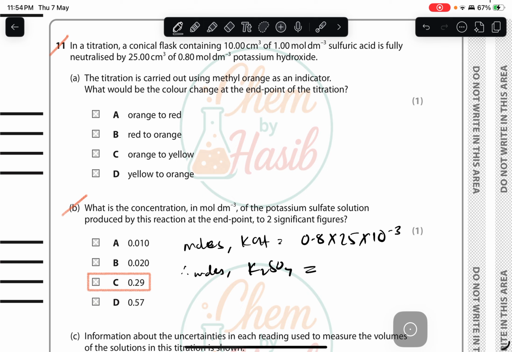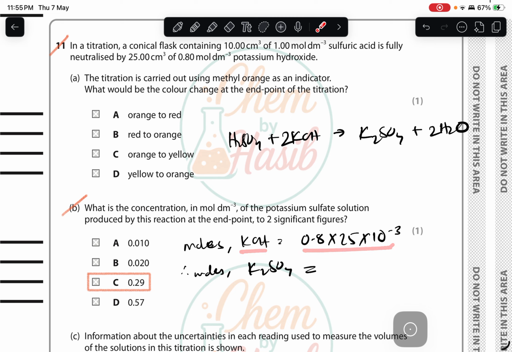Now for this you need to write the equation for the reaction. So the reaction was between sulfuric acid and potassium hydroxide. When sulfuric acid and potassium hydroxide react, they form potassium sulfate and water. If you want to balance the equation, you have to give 2 here. The mole ratio is 1:2, right? So since we have found the moles of potassium hydroxide, the mole ratio of potassium hydroxide to potassium sulfate is 2:1. So the number of moles of potassium sulfate would be half, right? Moles of potassium sulfate will be equal to half multiplied by 0.8 multiplied by 25 into 10 to the power minus 3.